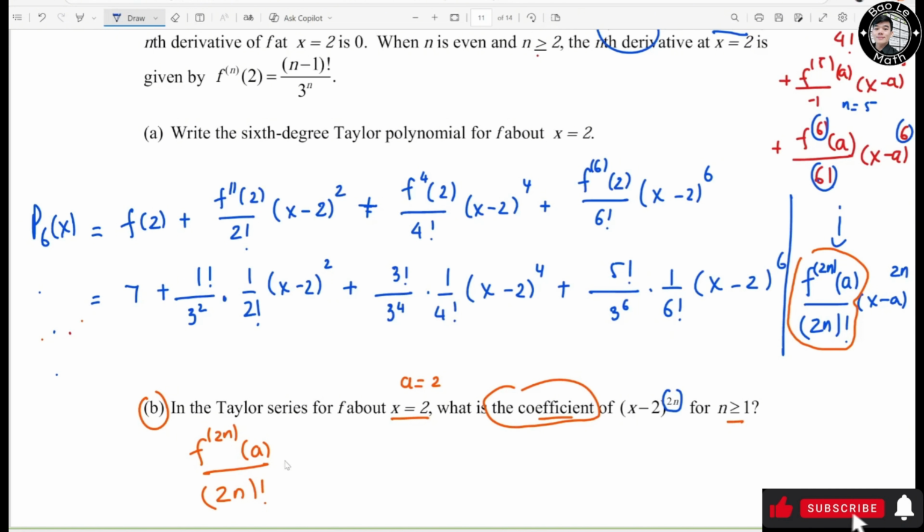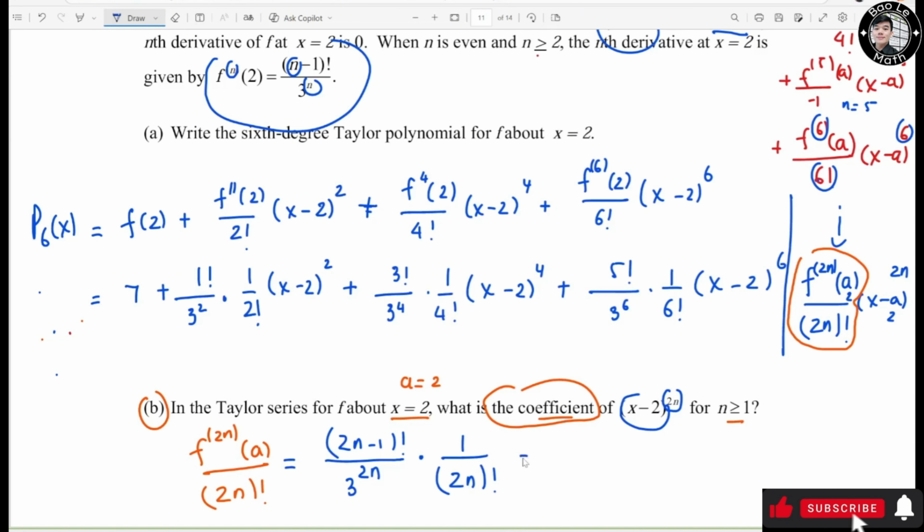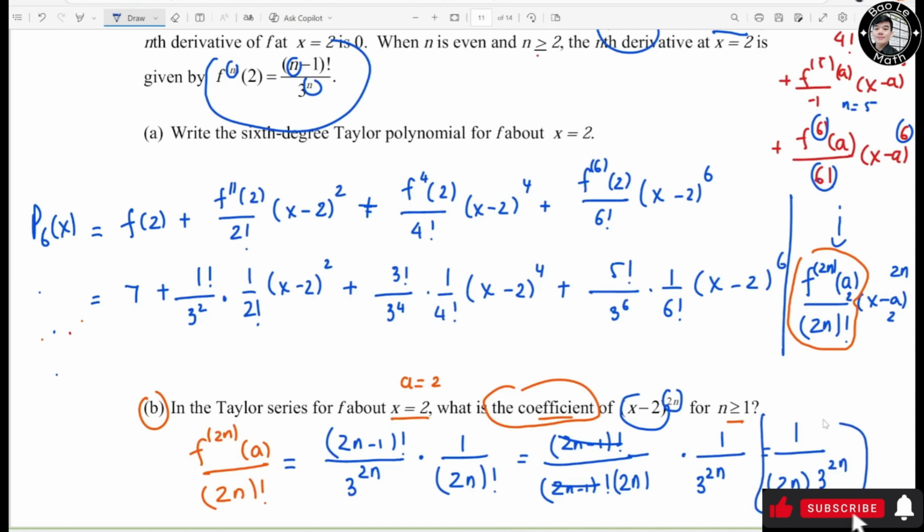So now, in order to find this one, we look at the formula right here. If this n, this n, and this n, now we have 2n right here, so we just replace n with 2n. Now we're going to simplify this one: (2n minus 1) factorial over (2n) factorial can be written as (2n minus 1) factorial times 2n, times 1 over 3 raised to the 2n. So this and this cancel out. We have 1 over 2n times 3 raised to the 2n. This one is the final answer.